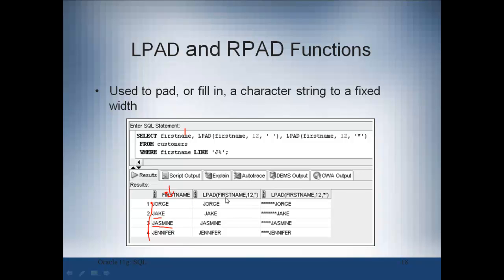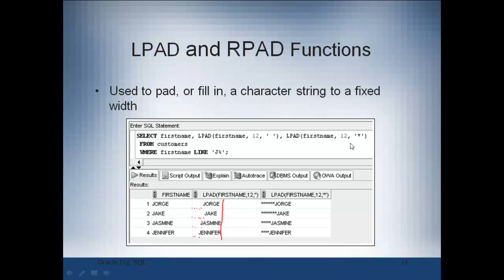The LPAD function is going to do, and we're seeing that in our second column of display, is it's going to pad for a length of 12, pad with spaces. And what that means is the length of 12 means we want our data to take up exactly 12 spaces. Jorge has 5 letters. There would be 7 spaces to the left of it. Jake has 4 characters. There'd be 8 spaces padded to the left. Jasmine looks like it has 7, so there'd be 5. Jennifer looks like it has 8, so there'd be 4 spaces to the left.